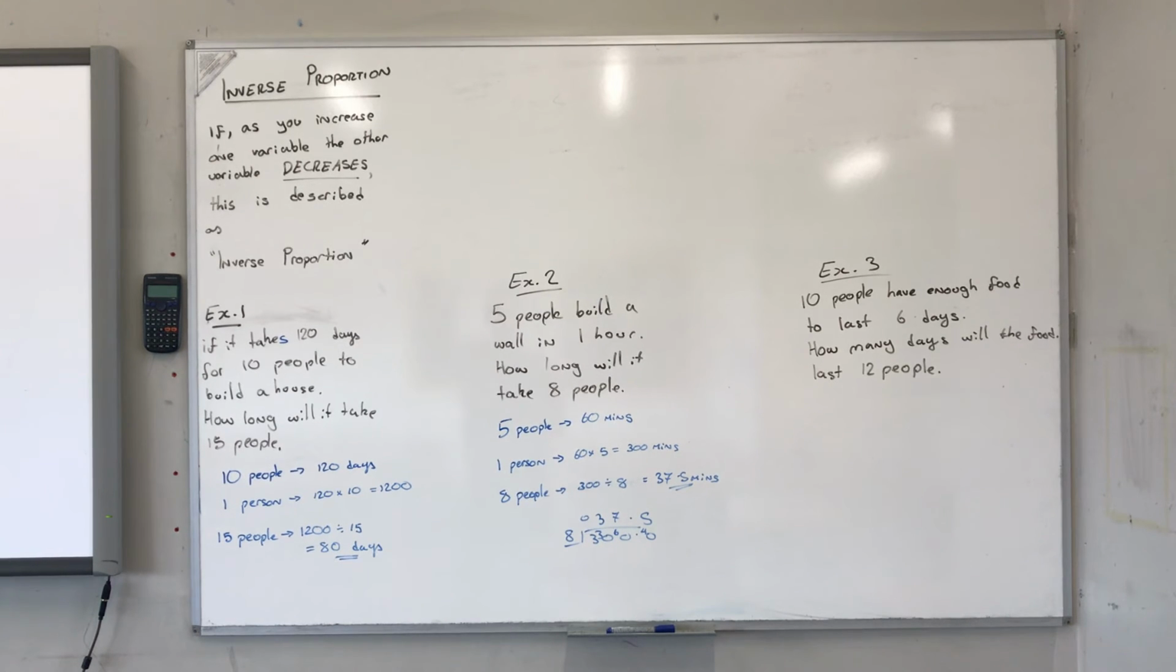Okay? So last example, we've got 10 people, and we've got enough food to last 6 days. How many days will the food last 12 people? So again, if you've got more people living off the same quantity of food, it's not going to last as long. So it's going to be inverse proportion. So let's find out how much one person will have food for, and then we can do 12 people.